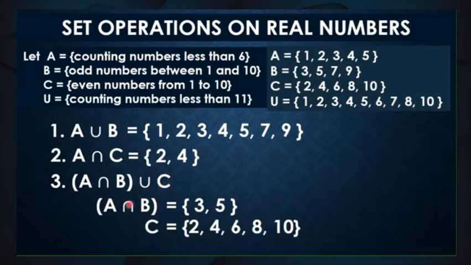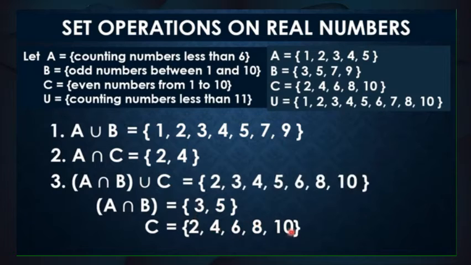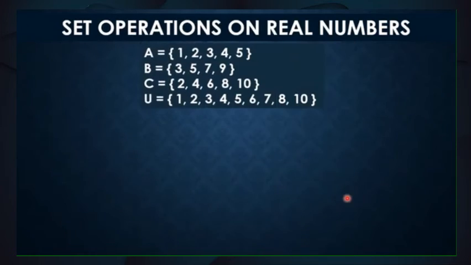Okay, so nakuha na natin yung A intersection B, which is 3, 5. And then yung set C natin, that is 2, 4, 6, 8, 10. So now, we can now get the union. Pagsasamahin natin to ngayon. If we will combine these two, we will have 2, 3, 4, 5, 6, 8, 10. Okay, let's have number 4.